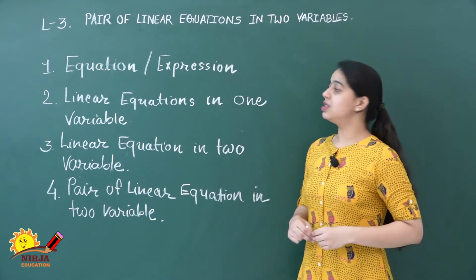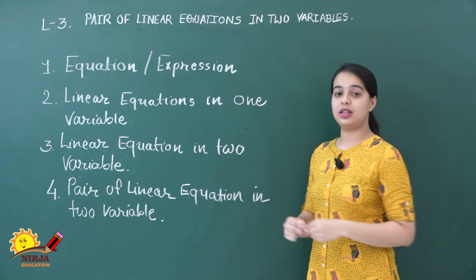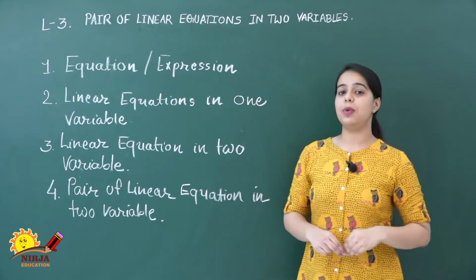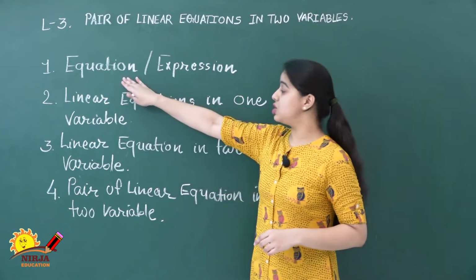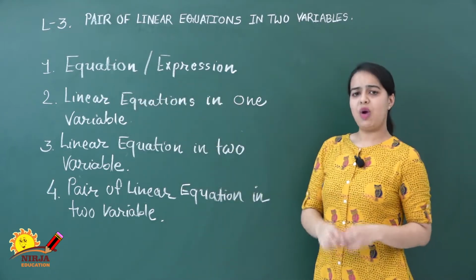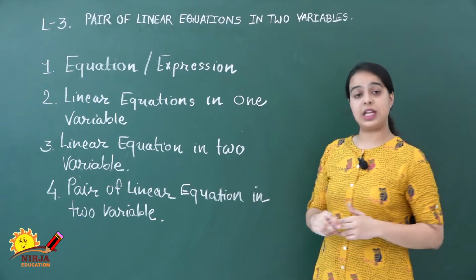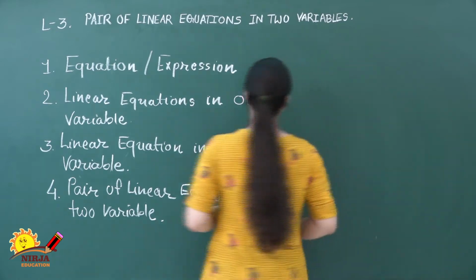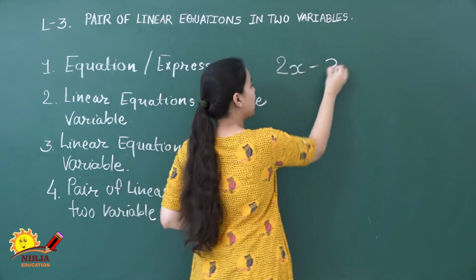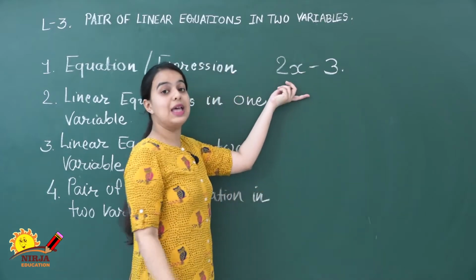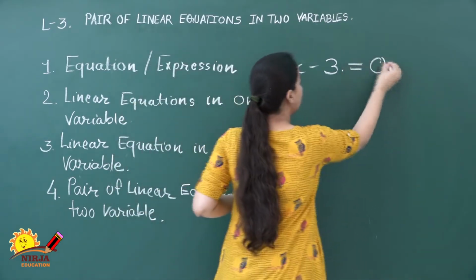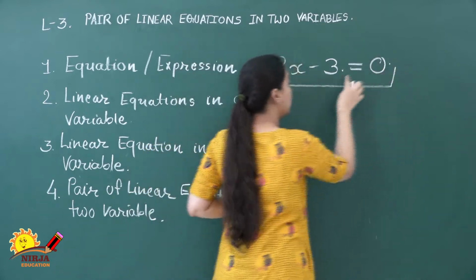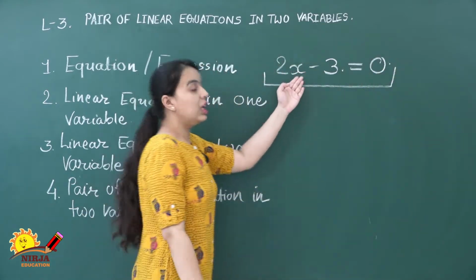Before going inside this chapter, let's have a clear idea about some terms. As you can see over here, I have written equation and expression. Now what is the difference between equation and expression? Let's see. If I am writing 2x minus 3, you can call this an expression, and if I add equal to 0, now 2x minus 3 equal to 0 we can call an equation.